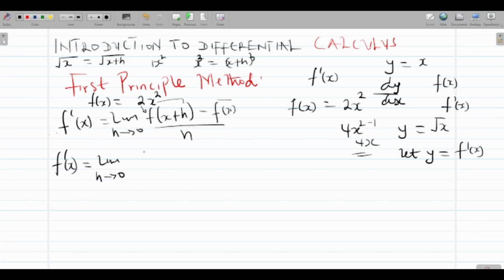Now let's proceed. I'm going to put my 2 for f, hence we have 2 multiplied by x plus h all squared. Remember, our x has a square, so we also have to square our x plus h. Minus, open a bracket here. This is f of x, our function, which is 2x squared. We put all of that in our bracket, 2x squared, all over h.